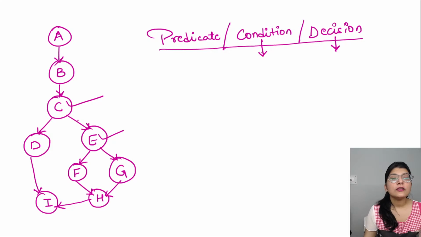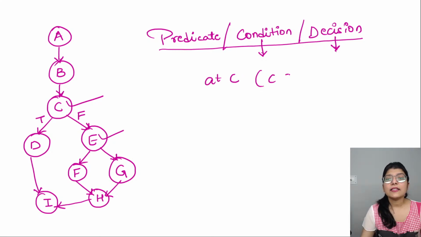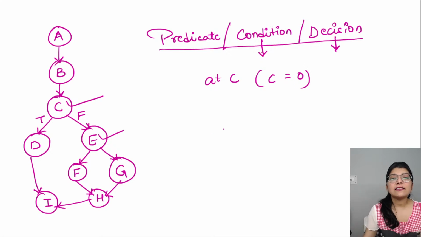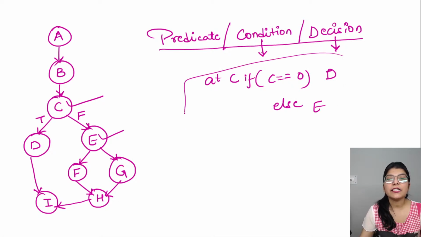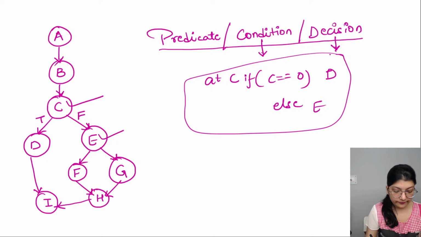So the nodes that are having more than 1 child. C is having 2 paths, or more than 1 path. Condition true or false: this is for true, this is for false. Like if I say that at C, C is equal to 0: if C is equal to 0, go to D, else E. This is the type of condition that you can say for your predicate. Clear?